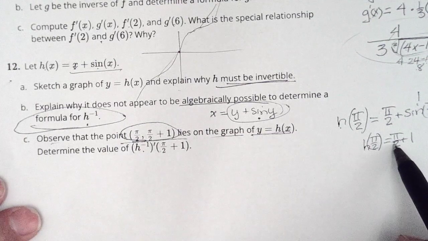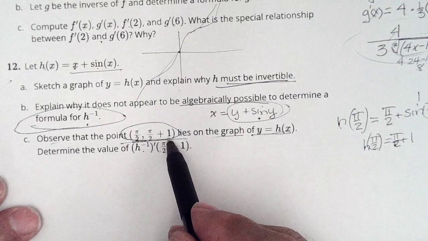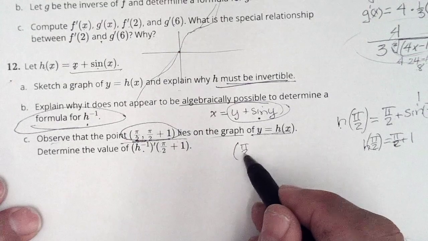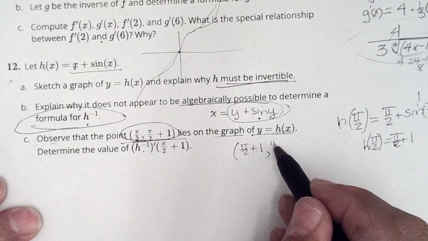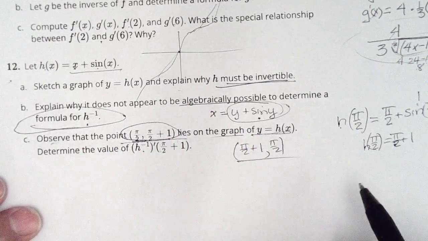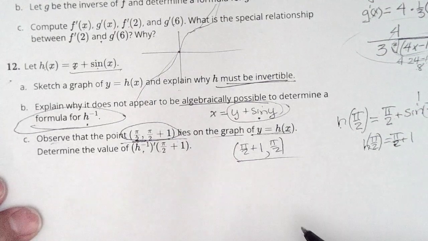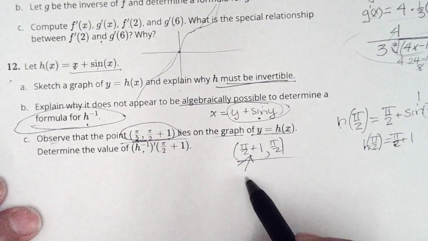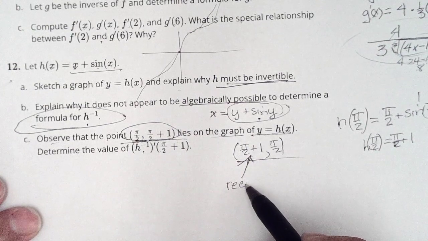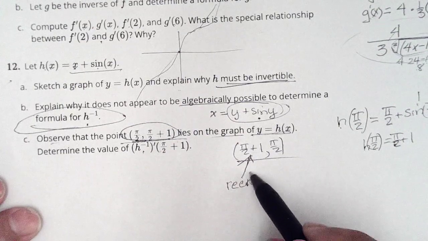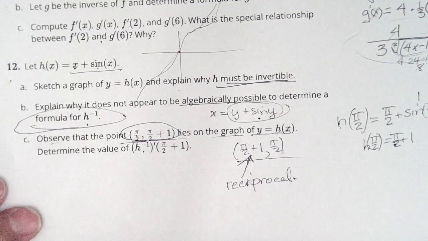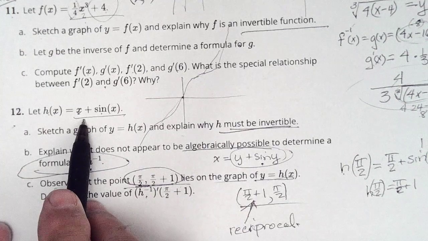And so if that's a point on the original graph, a point on the inverse is pi over 2 plus 1, pi over 2. Inverse swaps the x and y. So this is on the inverse. And the slope of the inverse at this point, with that for the x value, is the reciprocal of the original slope.